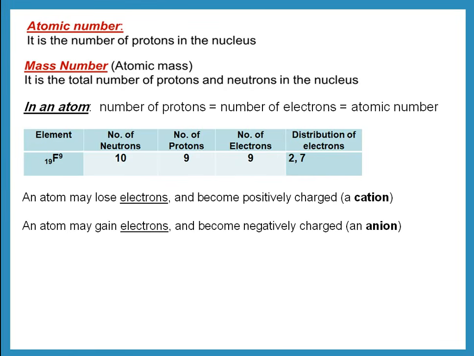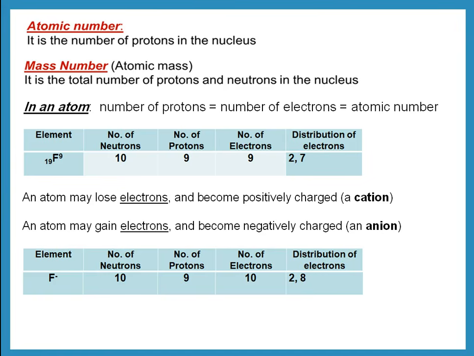You should also know that an atom may lose electrons. If it loses electrons, it becomes positively charged, because in that case it will have extra protons, and it is referred to as a cation. An atom, if it gains electrons, becomes negatively charged, and it is referred to as an anion. So F minus, for example, means it has 1 extra electron. The number of neutrons is the same, number of protons is the same, it only differs in the number of electrons. So now we have, instead of 9 electrons, 10 electrons. So that will be distributed 2 in the first shell, 8 in the second shell.